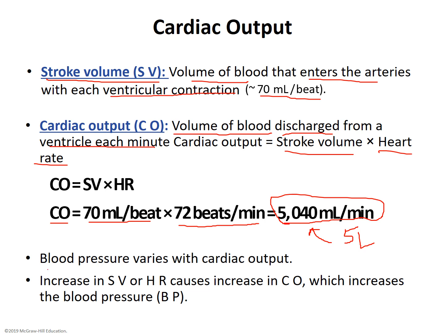Now, blood pressure varies with cardiac output, of course. If I start increasing cardiac output, I'm going to increase my blood pressure. An increase in stroke volume or heart rate causes an increase in cardiac output, which increases blood pressure. It uses repetitive words that get kind of confusing. Basically, if my heart is beating faster, I'm putting more blood into the system. If my heart is putting more blood into the system, I'm increasing blood pressure.